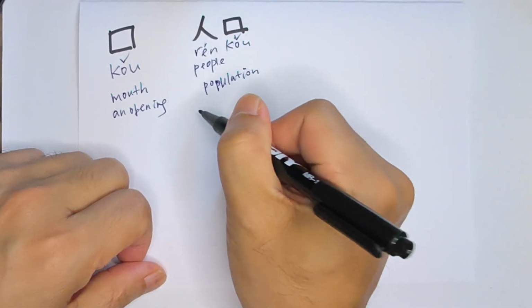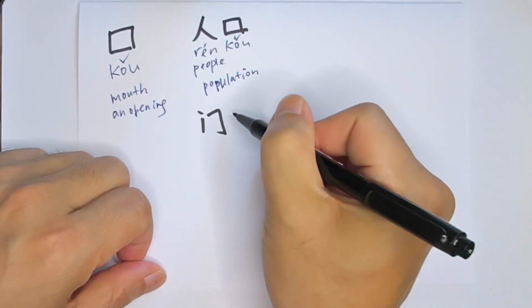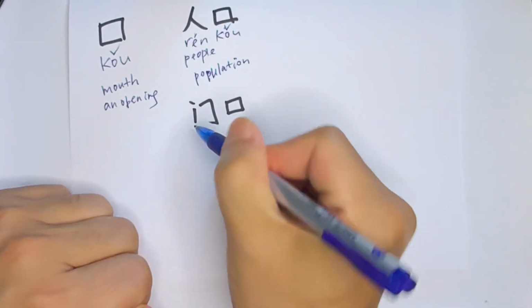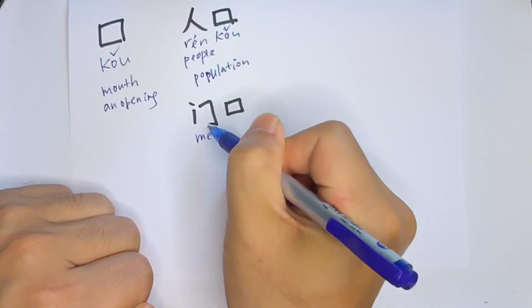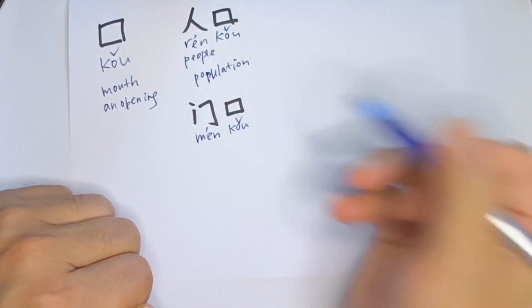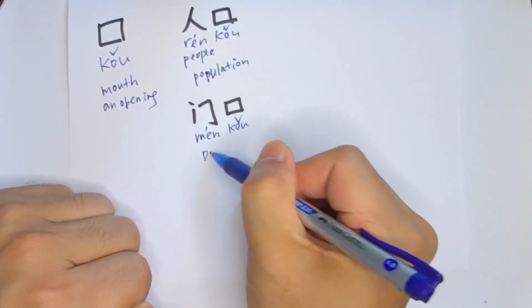And this, 门 means a door, 门口. So in this case, 口 means an opening, okay? 门口, door, mouth. So it actually means doorway.